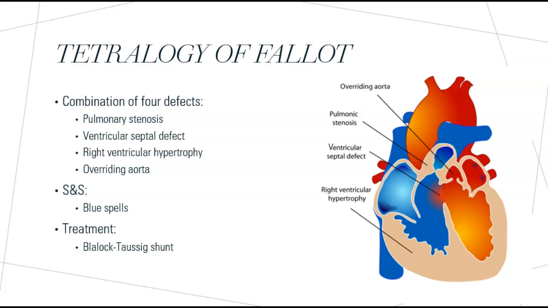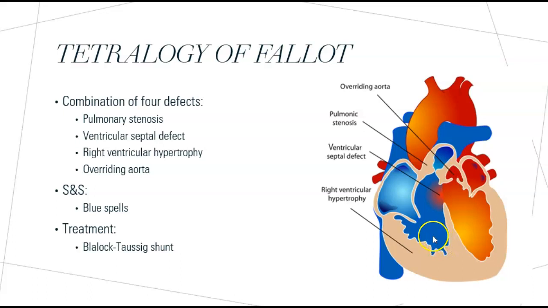So the first one is pulmonary stenosis. You can see here, pulmonary stenosis is when the pulmonary artery is narrowed or stenosed. You have a ventricular septal defect, which we just talked about. So there is an opening between the right ventricle and the left ventricle that allows for blood to mix. Then you have right ventricular hypertrophy. That is the thickening of the myocardium of the right ventricle. That decreases the force of contractility.